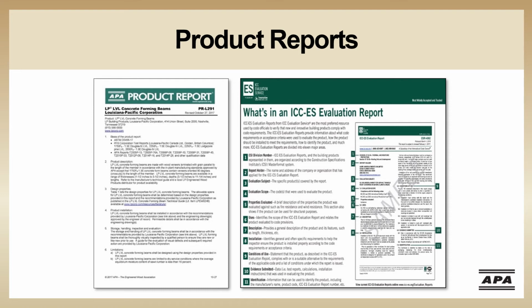APA product reports and ICC-ES reports help design professionals and manufacturers determine a product's conformance with code and national, international, or industry recognized standards. APA issues these reports to document the compliance of an engineered wood product that is manufactured under a quality program audited by APA.